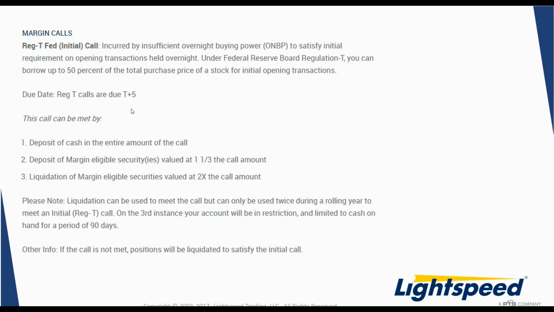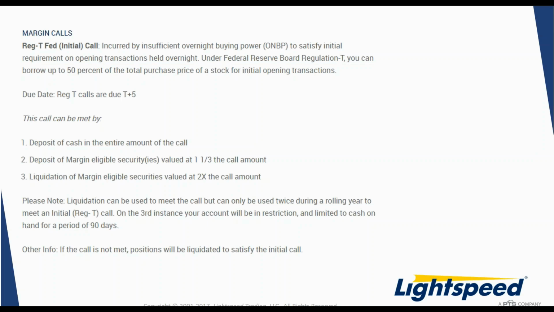The call can be met by a deposit of cash and the entire amount of the call, deposit of marginable eligible securities valued at 1/3 times the call, or liquidation of the margin eligible securities valued at 2 times the call. Essentially, I'd have to sell $20,000 of the stock to cover a $10,000 initial Reg T call. However, liquidation can only be used to meet the call twice during a rolling year.